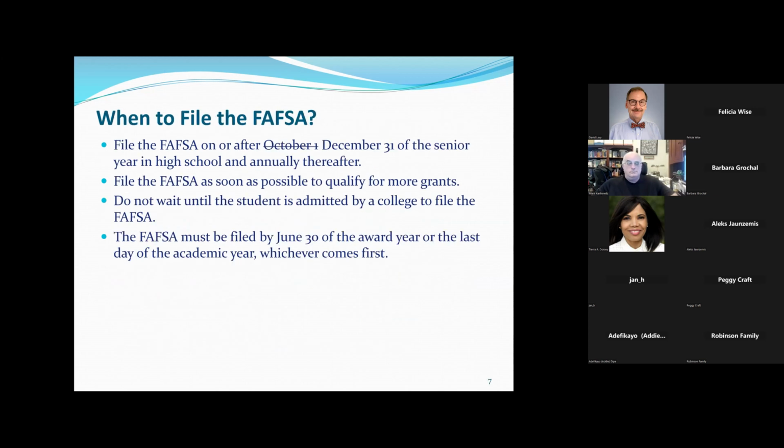When is the best time to file the FAFSA? The FAFSA became available on December 31st of 2023. It will return to an October 1 start date beginning later this fall. So if a student is interested in financial aid for the 25-26 academic year, it will launch October 1st.